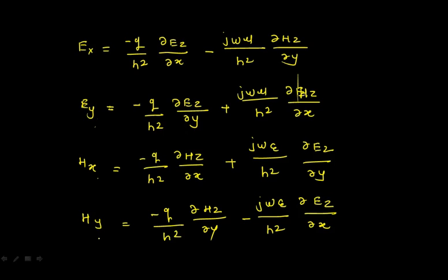So this is your ex component, this is your ey component, this is your hx component, and this is your hy component. If you remember it comparatively, that is ex is minus gamma by h square dez by dx minus j omega mu by h square d hz by dy. The difference between ex and ey is that instead of having dx here, you are having dy. The sign will be changed. As you are having dy here, you can put a dx. Similarly, you can write the hx component like the previous equation. Just ez की जगह पे आपका hz आ गया और आपका साइन चेंज हो गया. If you remember it comparatively, it will be easy to understand each and every equation.